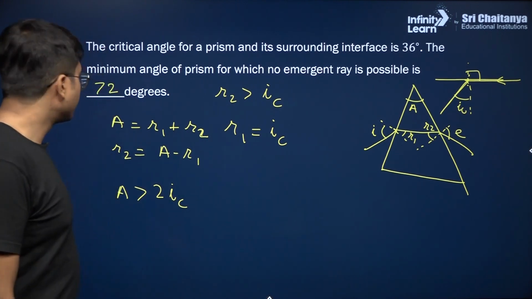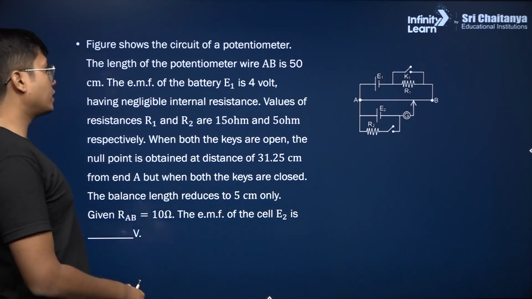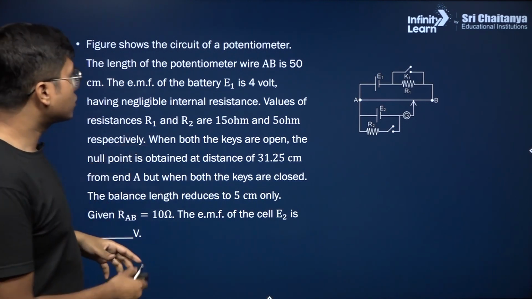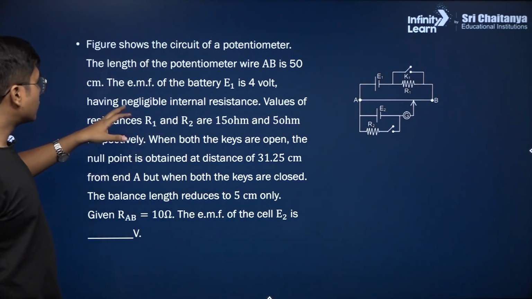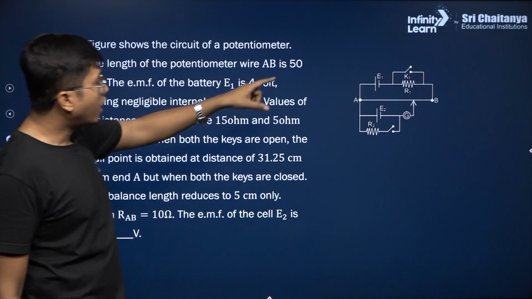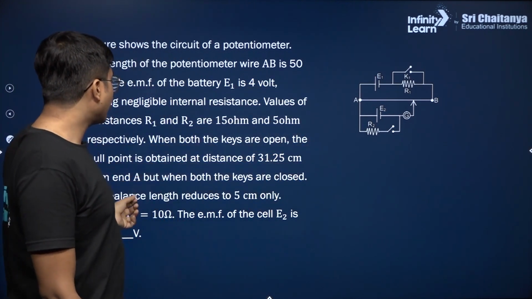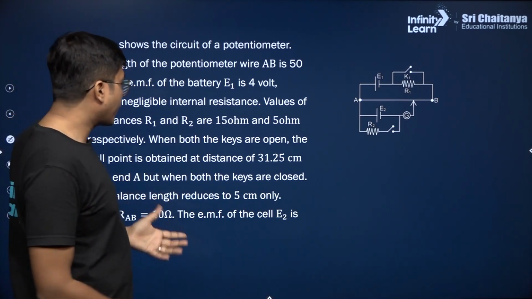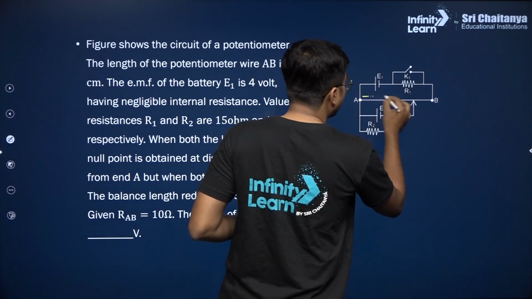Okay, fine. This shows the circuit of a potentiometer. Length of the potentiometer wire AB is 50 centimeters. EMF of the battery E1 is 4 volts. So this is 4 volts right here. And values of resistance R1, R2 are 15 ohm, 5 ohm. When both keys are open, null point is obtained at a distance of 31.25 centimeters from the end A. Right, so both keys open. So according to this diagram, this is 31.25.